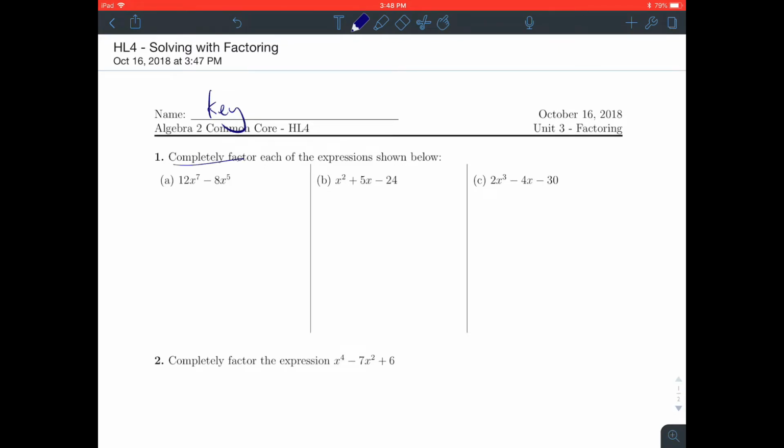Alright, so we're going to be factoring each of the following expressions. We have 2 methods for factoring, so I'm going to write them here. 1, greatest common factor. 2, sum and product.